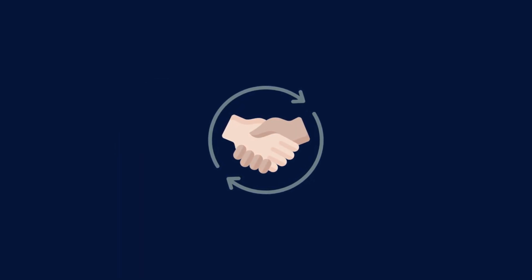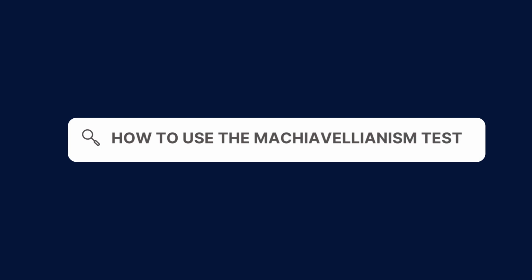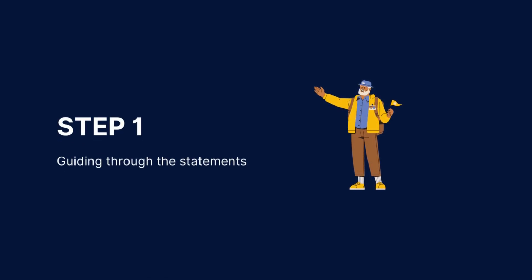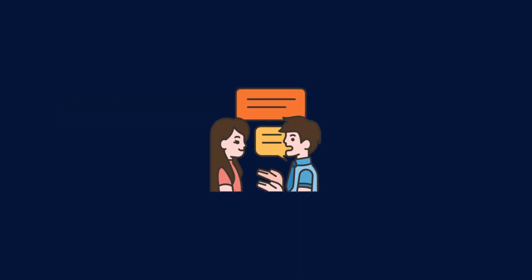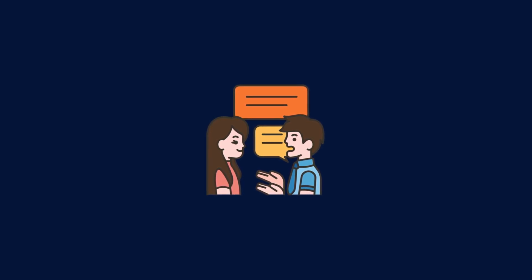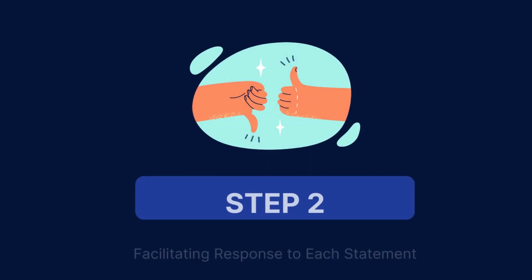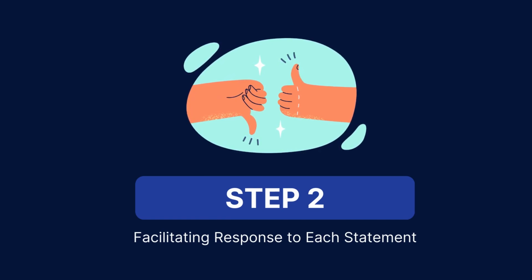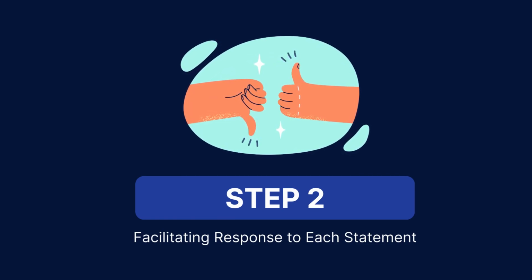To use our free Machiavellianism test, follow these steps. Download our Machiavellianism test from the Carepatron platform, which you can find in the link in the description. The test consists of 20 statements that reflect various attitudes or behaviors related to Machiavellian tendencies. It's essential to ensure your client comprehends each statement before responding. You may need to explain some statements to ensure understanding. Once the client understands the statements, they will rate their agreement or disagreement on a 7-point scale. As a practitioner, encourage your clients to be honest and thoughtful in their responses.